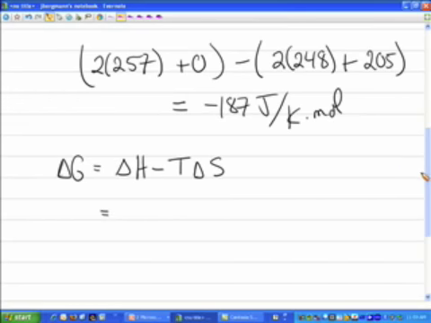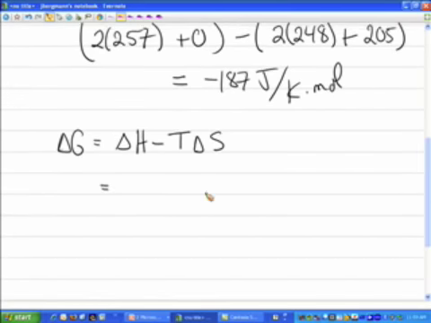So, let's see, delta H is what? Negative 198. So this is negative 198. Now watch what I do, folks. Minus the Kelvin temperature, we said 298, times delta S.